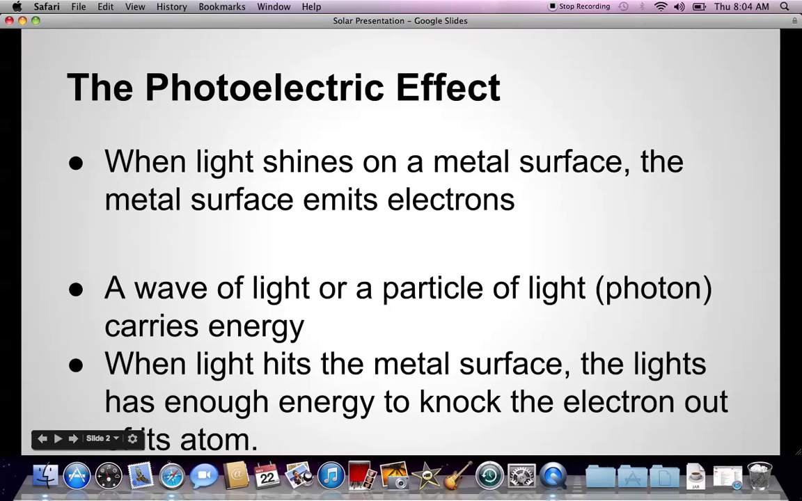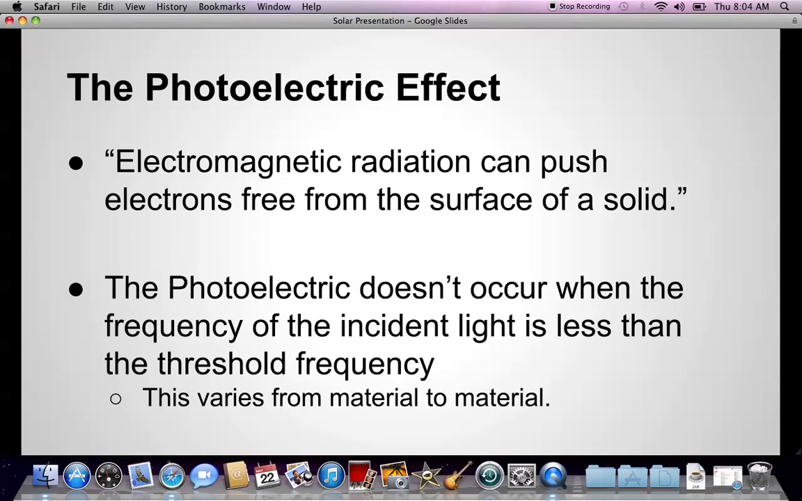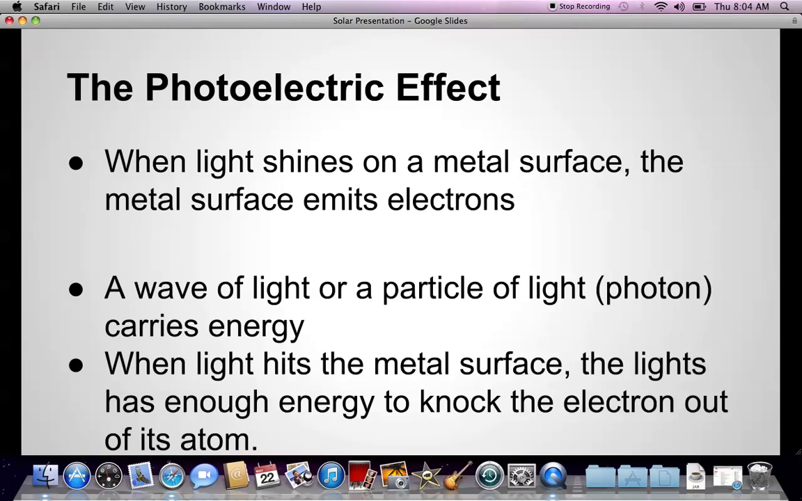So what exactly is the photoelectric effect? Basically, when light shines on a metal surface, the metal surface is able to emit electrons. Another definition is that electromagnetic radiation can push electrons free from the surface of a solid. So light shines down on the metal and gives the electrons in the metal enough energy to break free from the surface and produce energy.